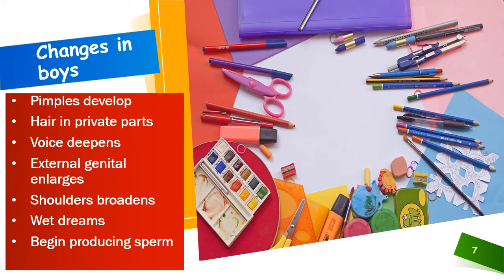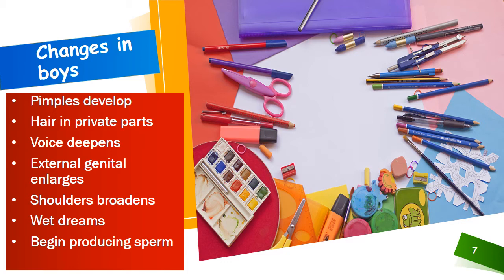So let's look at the physical changes in boys. The following are the changes. The first one is that also in boys, the pimples will develop. And then the appearance of hair in the private parts. And then for the boys, the voice, instead of sharpening, it deepens. Okay. And then the external genital parts enlarge. Okay. They elongate and enlarge.